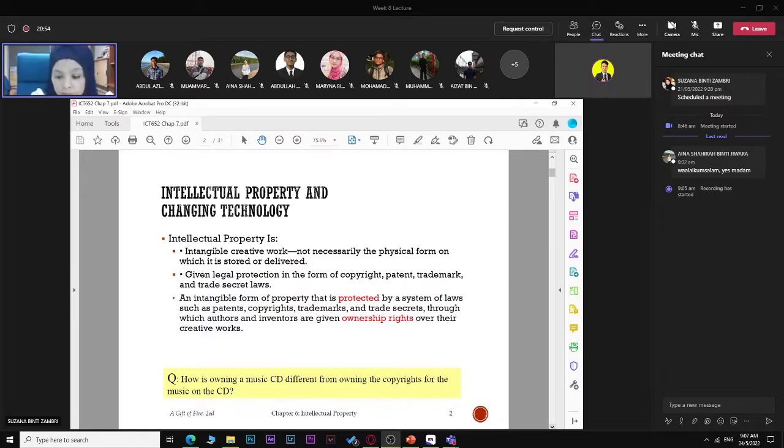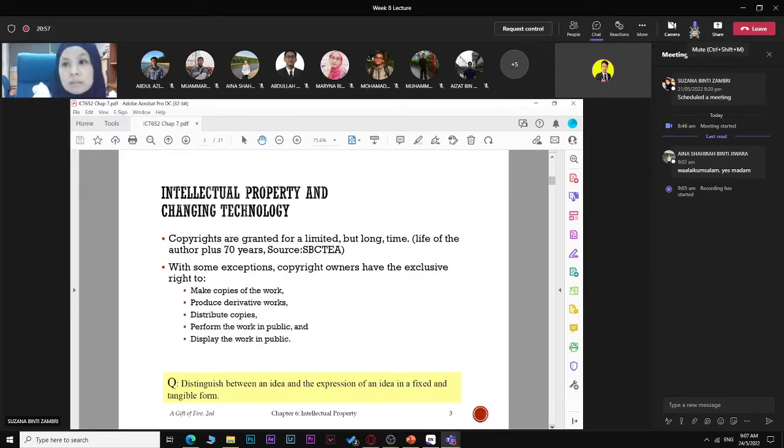Okay. So far understood? Understood. Okay, once you apply for copyright, you get protection for 70 years. Okay, meaning once you copyright your intangible creative work, you are the owner of that creative work for 70 years. Okay, so as the copyright owner, you can make copies of the works, produce derivative works, distribute copies, perform the work in public, display the work in public.